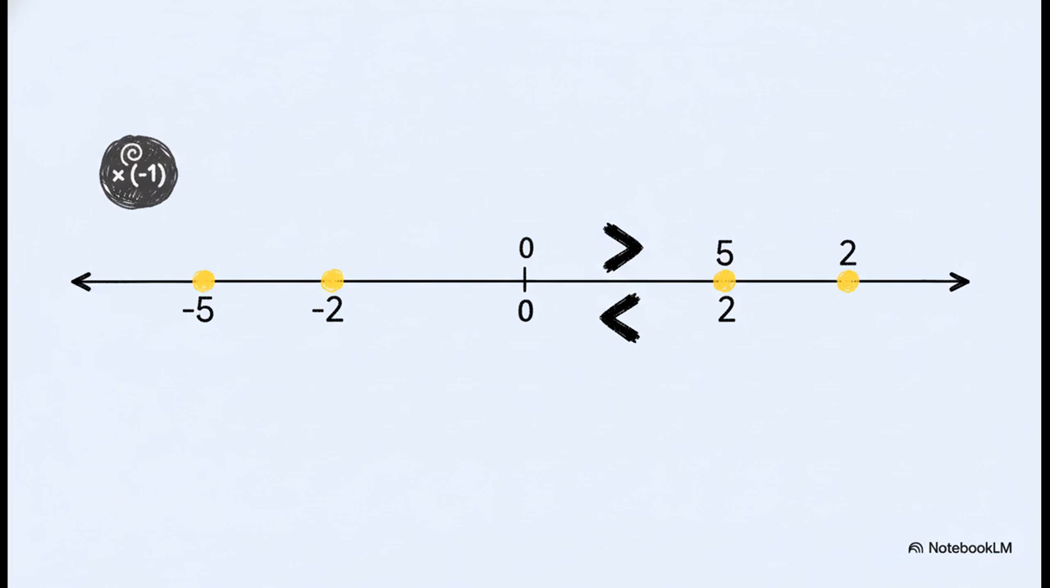And here's exactly why it has to flip. Let's start with a simple truth. We all know 5 is greater than 2. Easy. But watch what happens when we multiply both of those by -1. We get -5 and -2. We've jumped to the other side of the number line, and over there, -5 is further to the left, which means it's now less than -2. The entire relationship, the entire truth of the statement had to reverse.